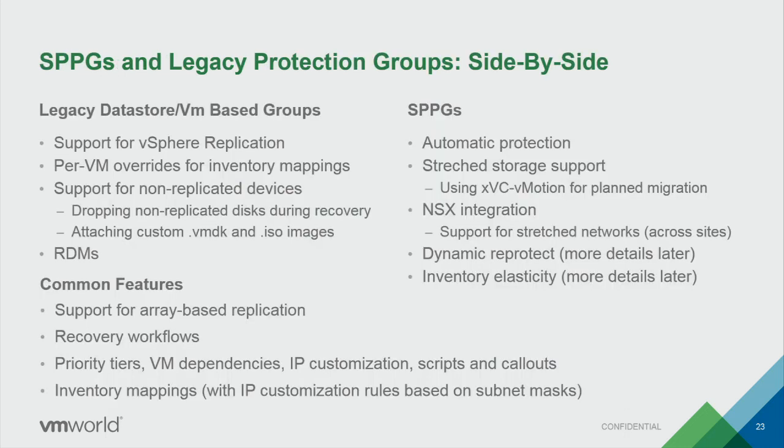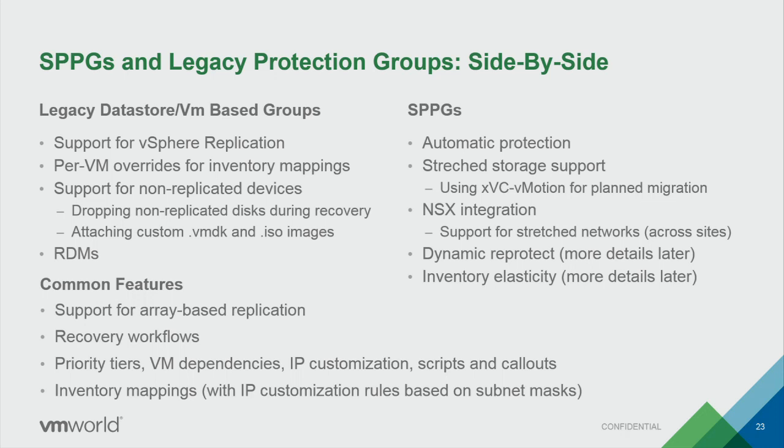So let's compare the two types of protection groups. How are they different? How are they the same? Fundamentally, everything that is manual is in legacy VM protection groups. Anything that is automated is in SPPGs. They're both based on array-based replication, but vSphere Replication goes only into the legacy VM-based protection groups. Anything like per-VM overrides for inventory mappings, non-replicated disks, custom images, RDMs, all of that manual stuff has to go into legacy groups.